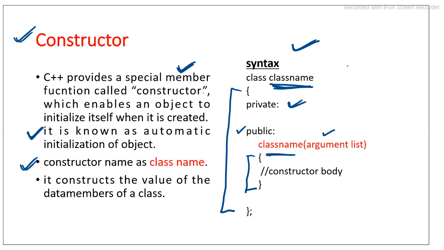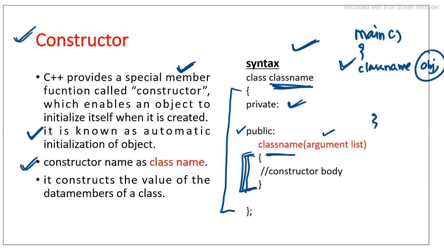So the important point here is that the constructor name is the same as the class name, and the values are initialized at the time when we declare the object inside the main function. For this particular class declaration, when we write the main function, we will write the class name and object. So during the creation of this object, this particular constructor will be called automatically and the constructor body will be executed.